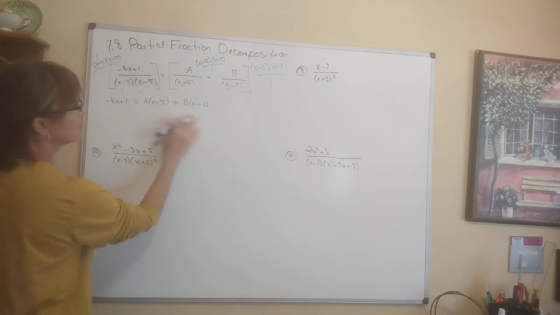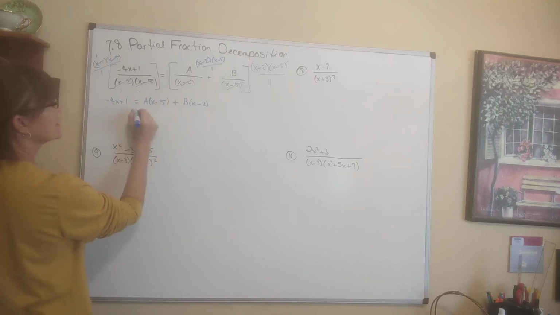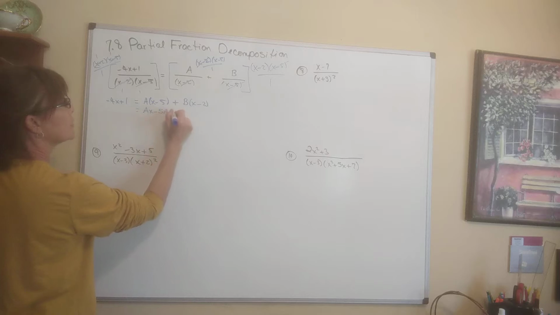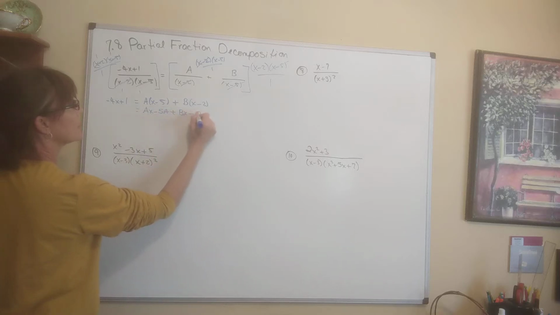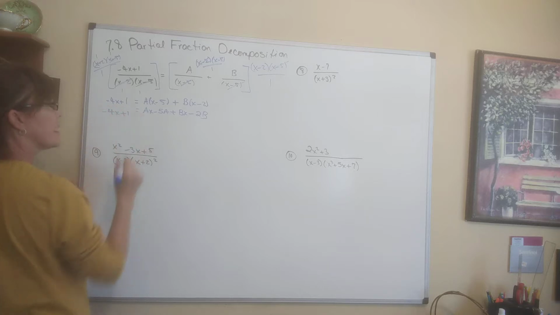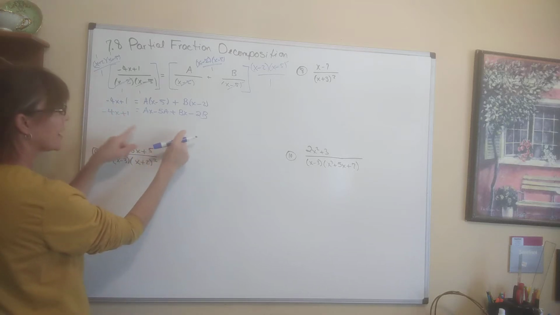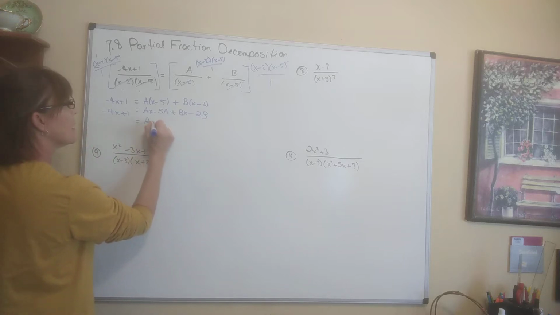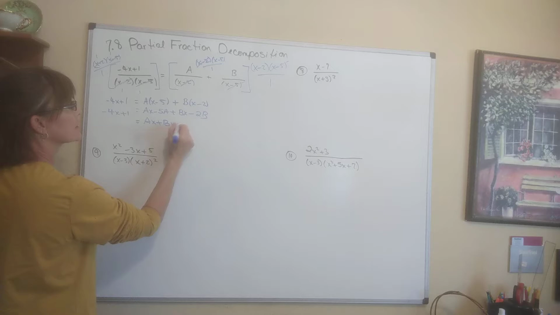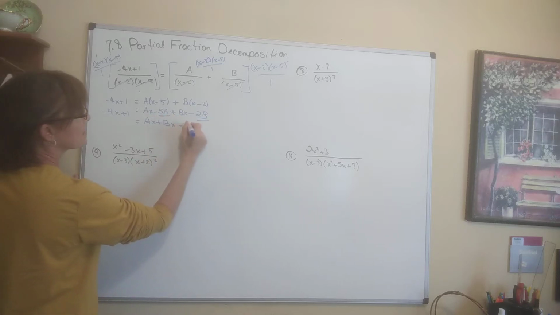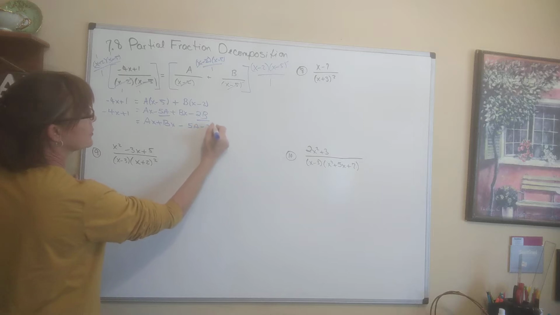All right, so I'm going to work on this right side. This is equal to Ax minus 5A plus Bx minus 2B. I still have negative 4x plus 1. Now, what I'm going to do is collect like terms. I have an Ax and a Bx. Ax plus Bx. And then I have, these don't have any x's. Those are like terms. Minus 5A minus 2B.